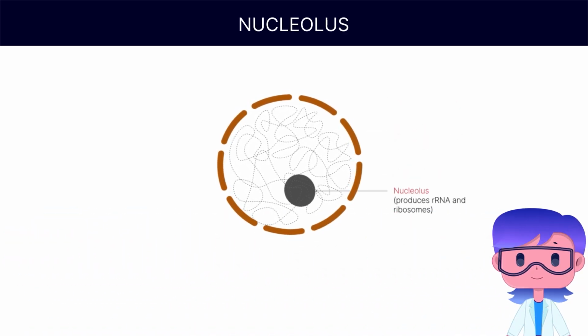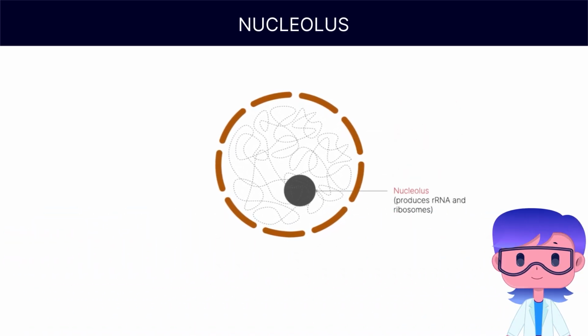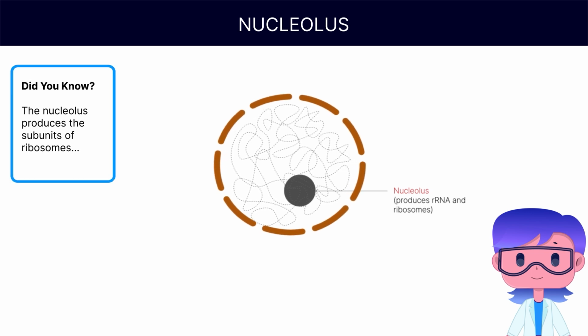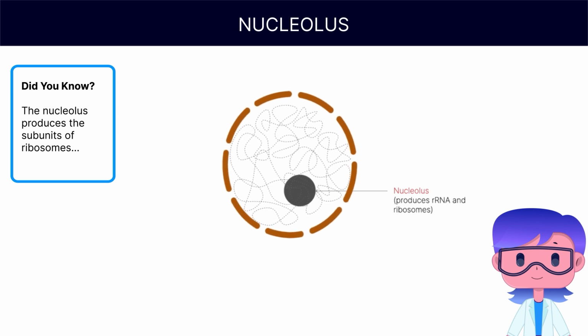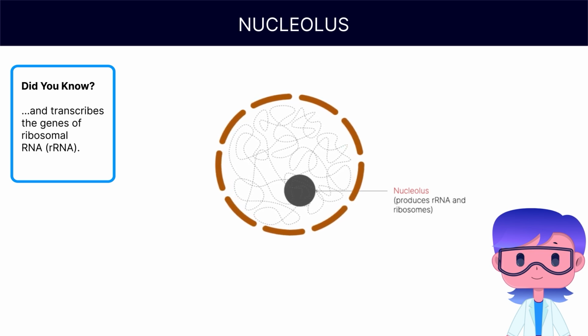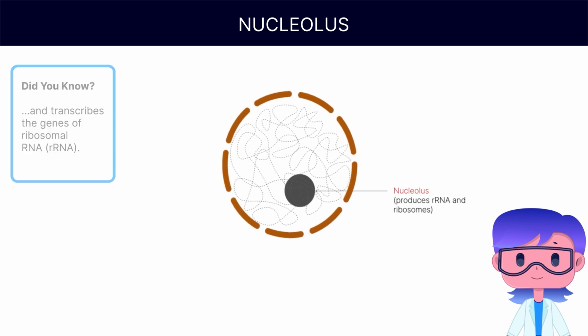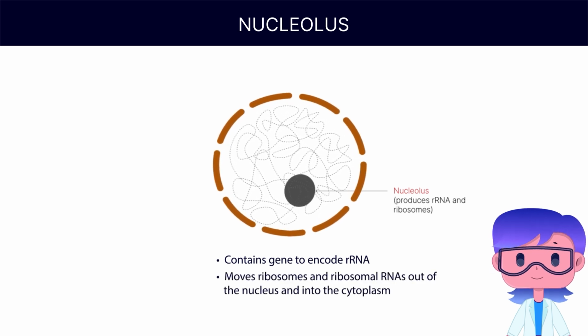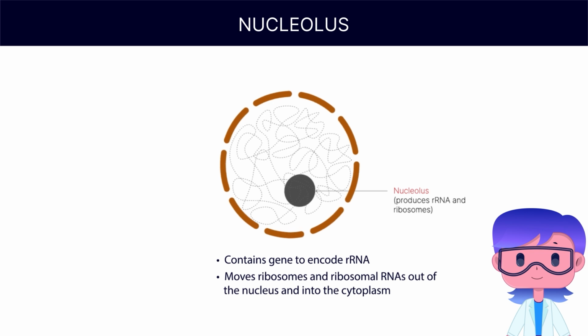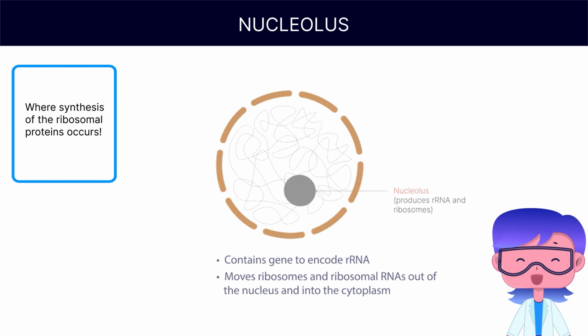The nucleolus is a spherical structure within the nucleus, in charge of making and assembling the large and small subunits of ribosomes and transcribing the genes of ribosomal RNA, or rRNA. The nucleolus does not contain chromosomes, but does contain a gene to encode rRNA. In addition, they are responsible for moving ribosomes and ribosomal RNAs out of the nucleus and into the cytoplasm, where synthesis of the ribosomal proteins occurs.